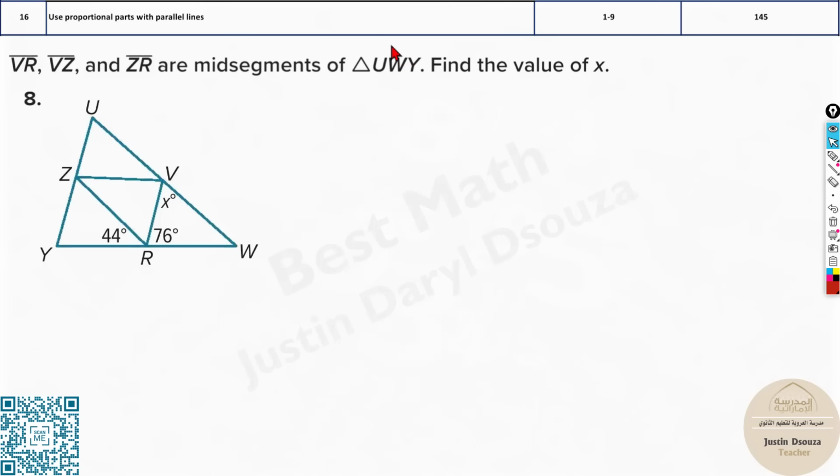And again, we have a midsegment. Over here, we need to find the value of x. Now, how can you find this x? Look, this line is parallel to this line. So these are corresponding angles, right? So I know this angle is the same. It's 44 degrees. What is the total angle of a triangle? 180 minus 76 degrees minus 44 will be equal to x. So 76 plus 44 is 120, and 180 minus 120 is 60 degrees basically. That is the x value.